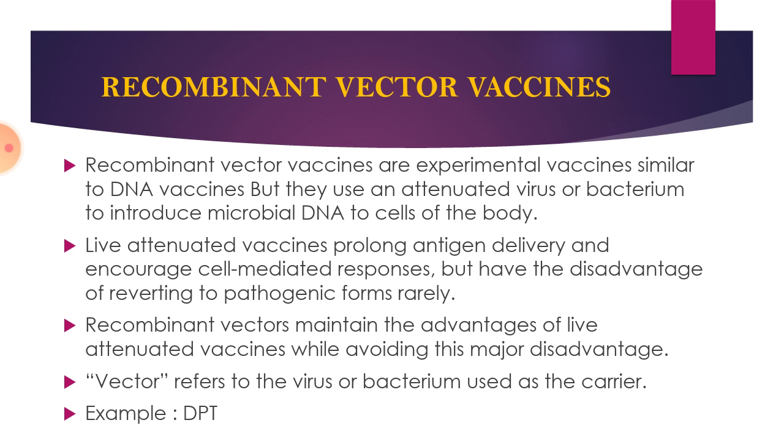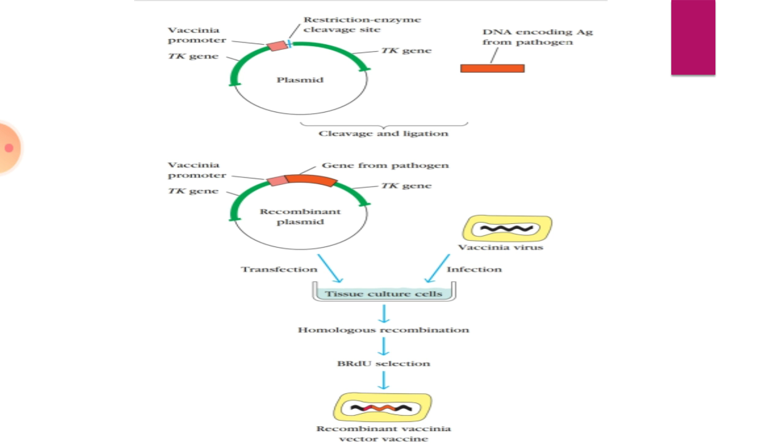Recombinant vector vaccines. Recombinant vector vaccines are experimental vaccines similar to DNA vaccines, but they use an attenuated virus or bacterium to introduce microbial DNA to cells of the body. Live attenuated vaccines prolong antigen delivery and encourage cell-mediated responses, but have the disadvantage of rarely reverting to pathogenic forms. Recombinant vector maintains the advantage of live attenuated vaccines while avoiding its major disadvantage. Examples are DPT. This slide shows a schematic representation of a recombinant vaccinia vector vaccine.